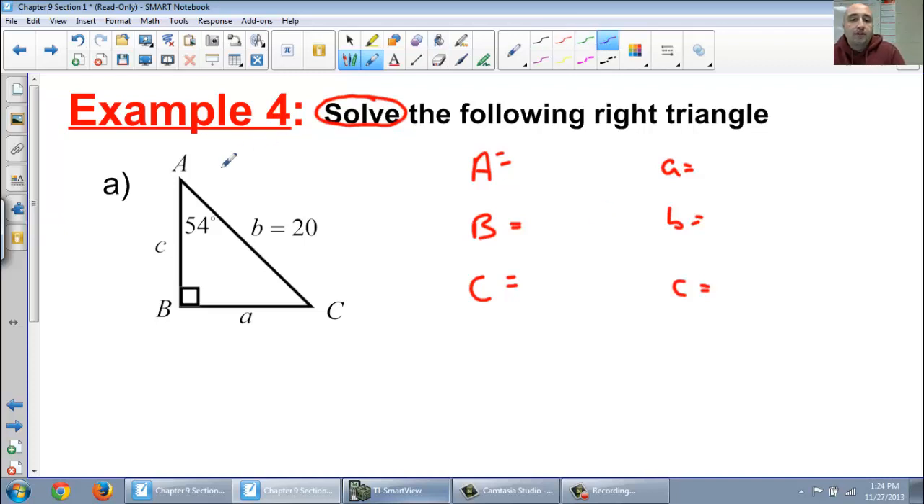If we notice, they've given us angle A is 54 degrees. They've told us that angle B is 90. They've told us that little b is 20. So now we have to find little a, little c, and angle C. Right away, we should be able to figure out what angle C is. We already know that all triangles add up to 180 degrees.